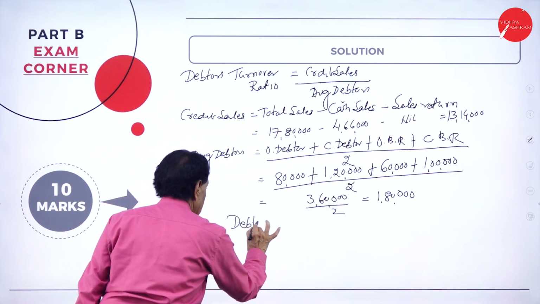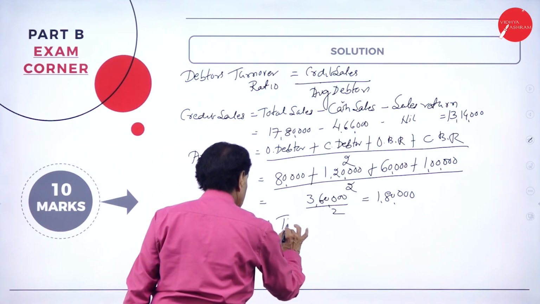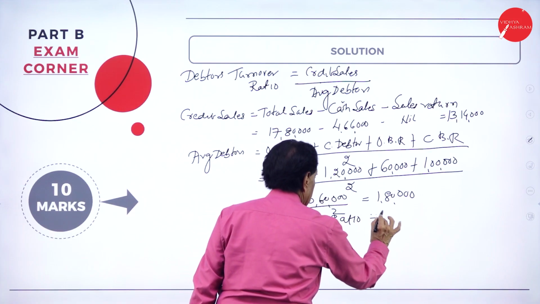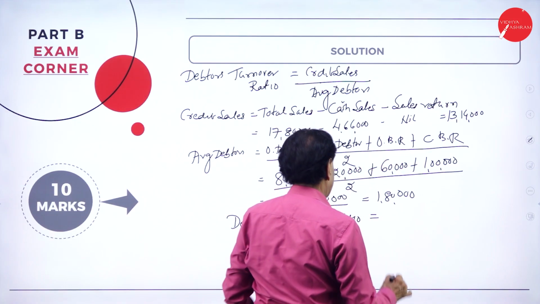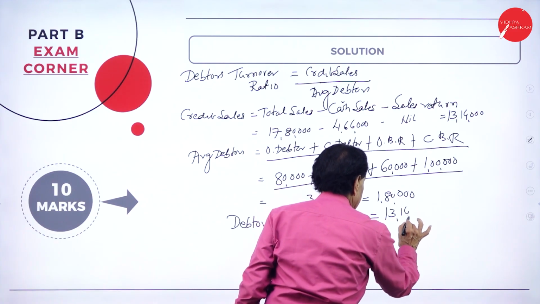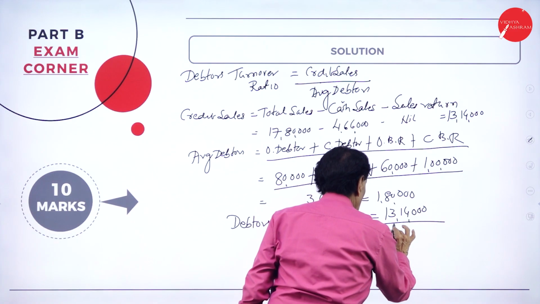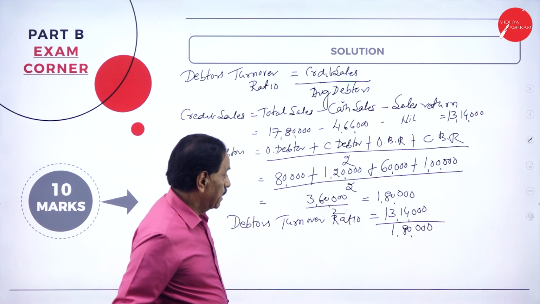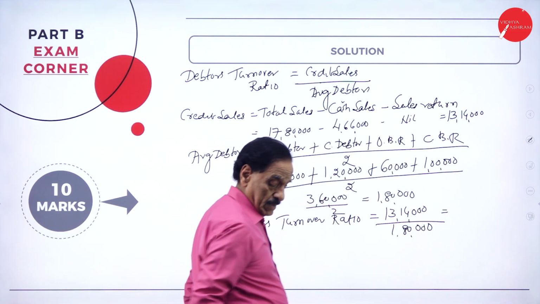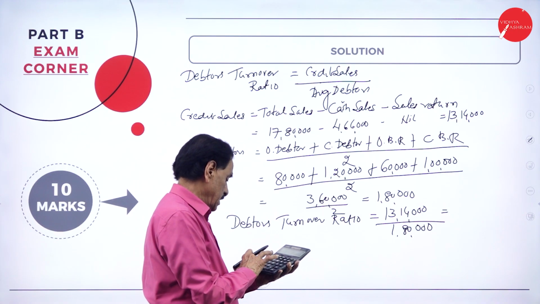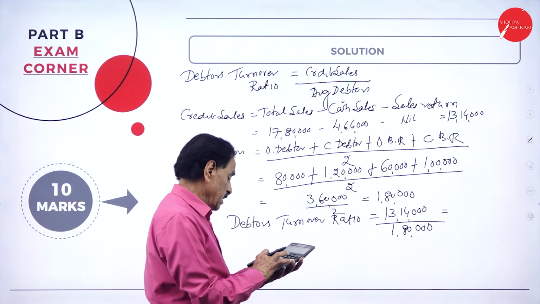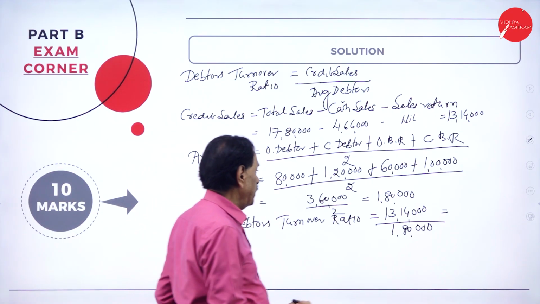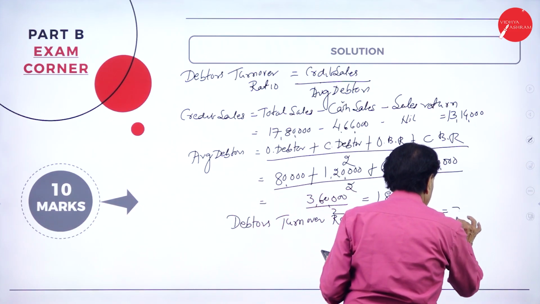Debtors turnover ratio, what's your credit sale? 13,14,000 divided by 1,80,000 average is equal to 13,14,000 divided by 1,80,000, 7.3 times.